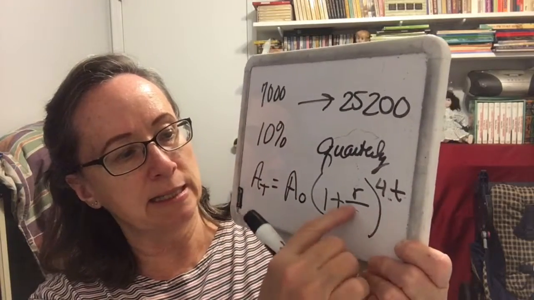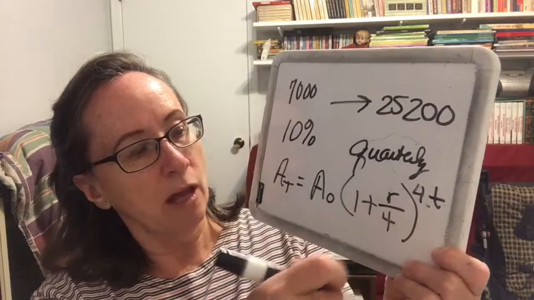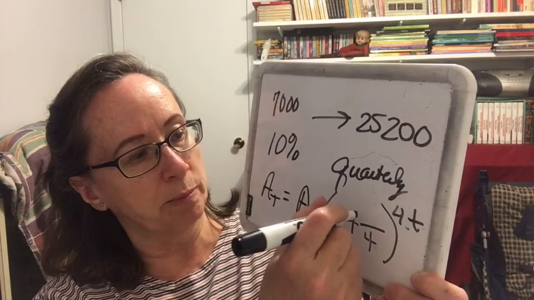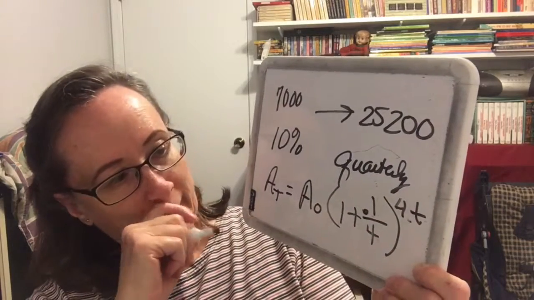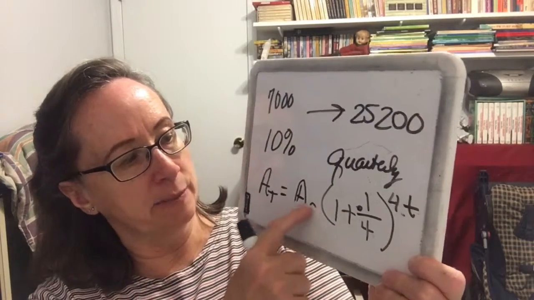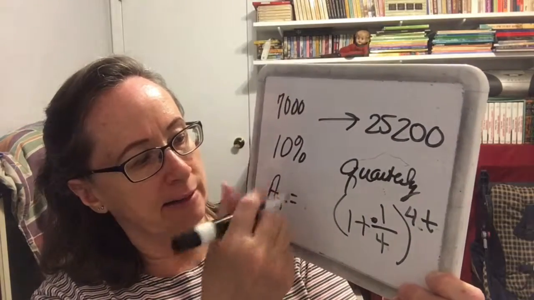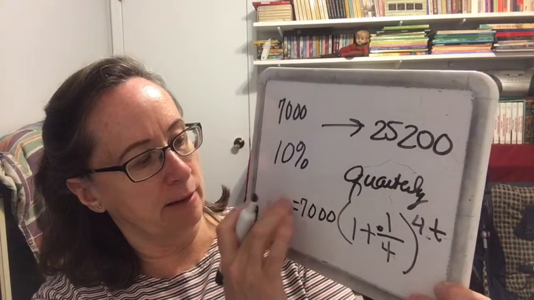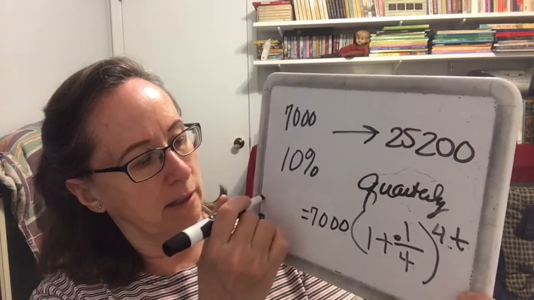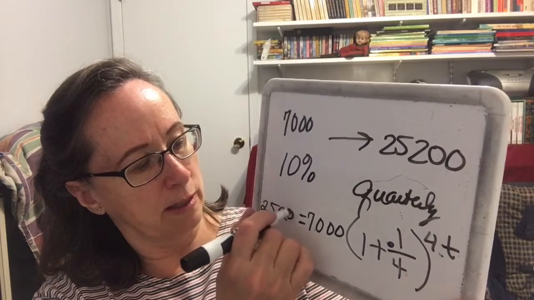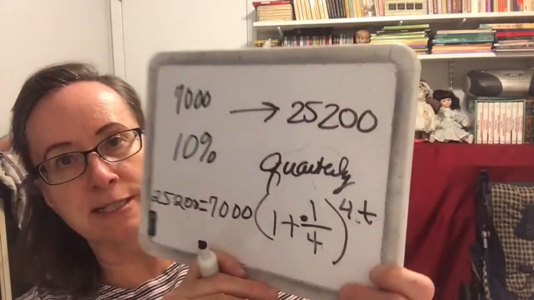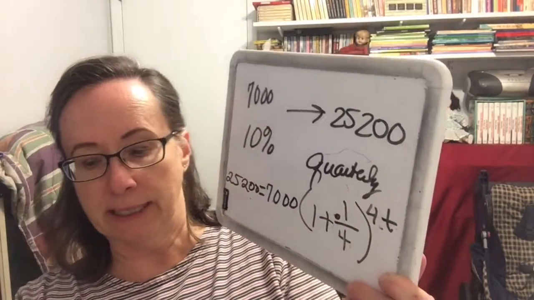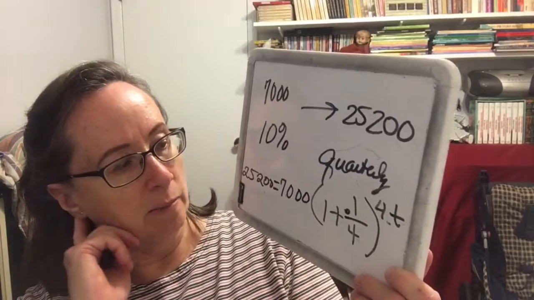So we're going to erase the n's and put in a 4. We're going to erase the r and put in 10%, which will be a 0.1. We're going to erase the a sub 0 and put in the 7,000. And we're going to erase the amount after time and put in 25,200. Okay, so we've got all of our data in the correct spot, and we can do a little bit of cleaning up before we finish.